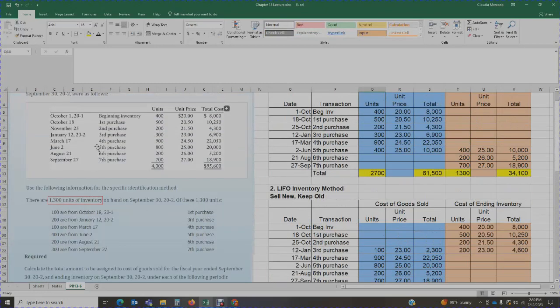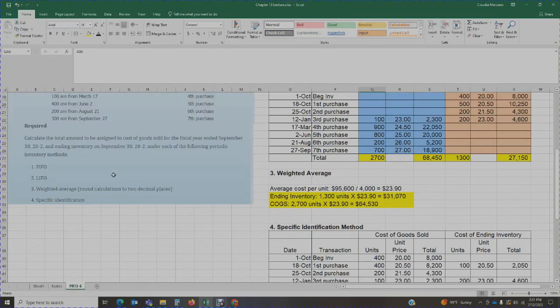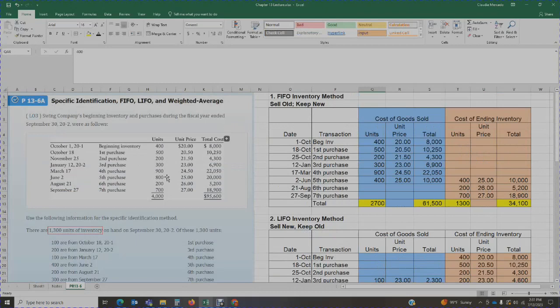For the fifth purchase, I've got June the 2nd. For June the 2nd, I bought 800 units. If we look here, I am keeping 400 of those units. So if I had 8, I'm keeping 4. That means I must have sold 400 units. So I've got 400 units sold at $25, and I am keeping 400 units at $25. If you add those 400 plus 400, it gives you the 800 units up here.